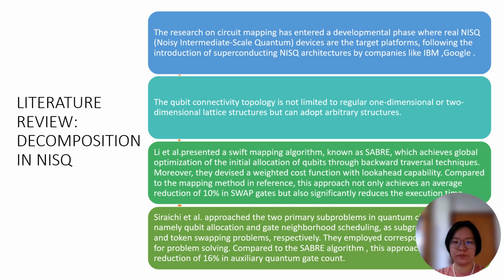They approached the two primary sub-problems in quantum circuit mapping, namely qubit allocation and gate neighborhood scheduling, as subgraph isomorphism and token swapping problems. They employed corresponding algorithms for problem solving. Compared to the SABRE algorithm, this approach averages a reduction of 16% in auxiliary quantum gate count.